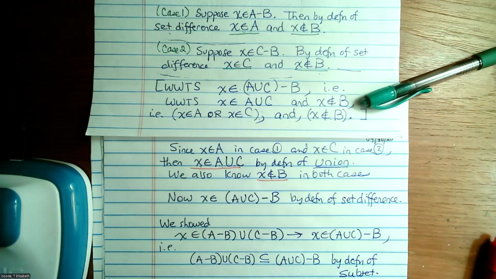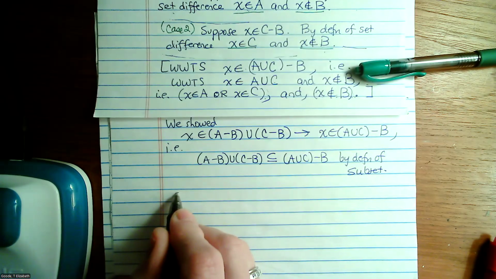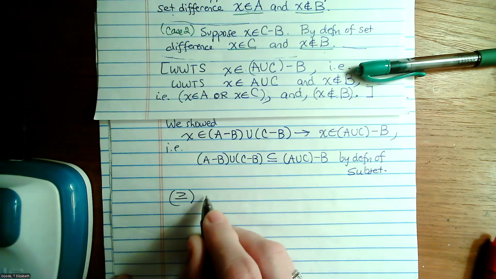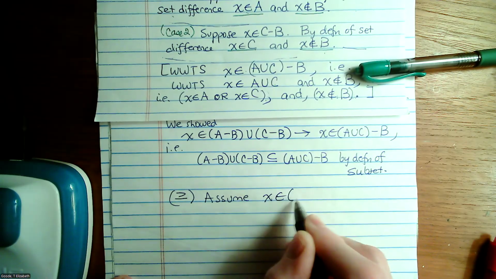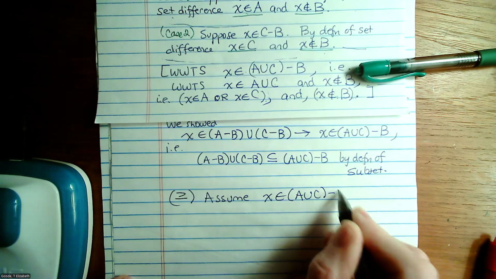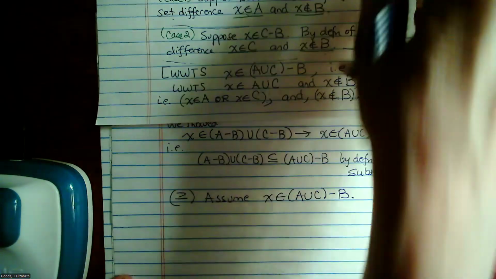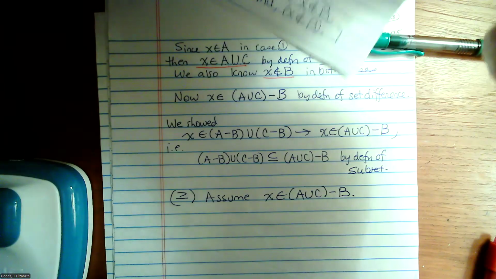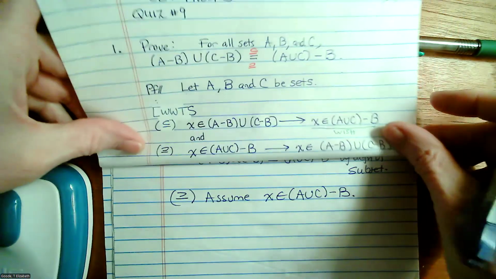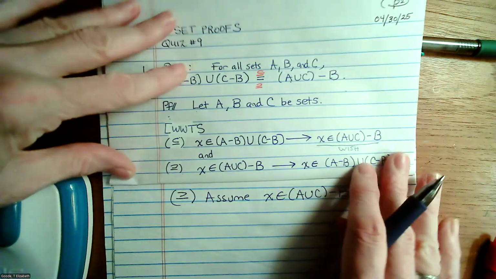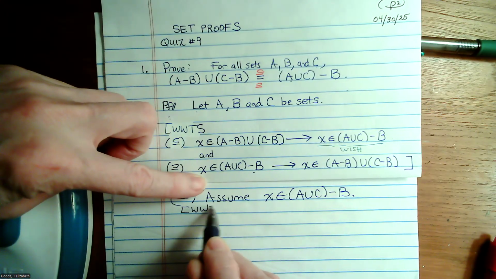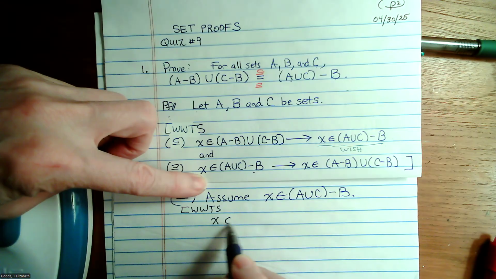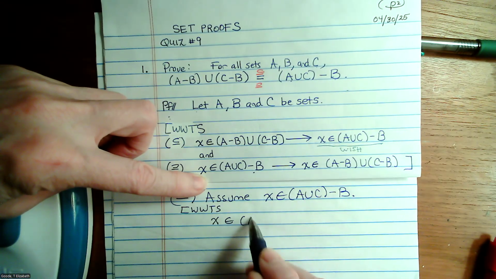So I don't want to ruin all the fun for you, but that is half of it. So now we have to turn around and prove that X is an element in A union C minus B is, oh no, that's not it. A union C minus B is a subset of A minus B union C minus B. Right. So we would start with X in here, and then we wish to show that X is over in this one.